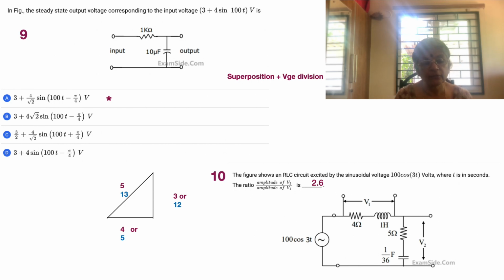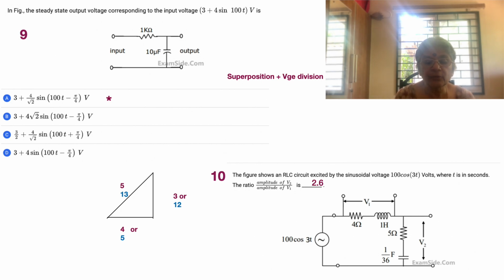Now this 100 cos 3t is going to be divided between the two impedances. The first impedance is going to be 4 plus omega L. So 4 plus 3j, because it is inductive, so positive 3j, which is equal to 5 angle. I hope you remember the magnitude is going to be 5, and there is also going to be an angle there.